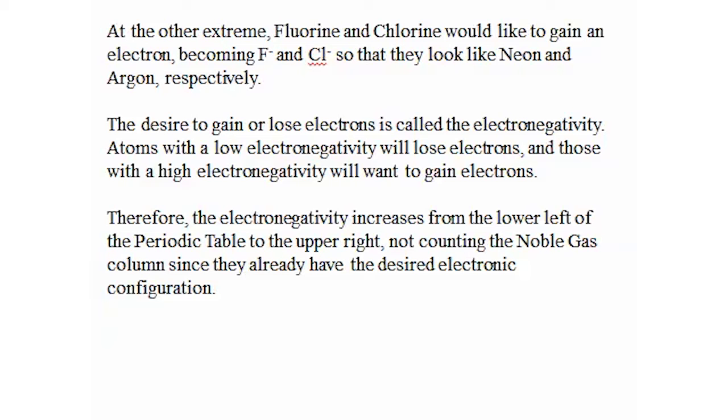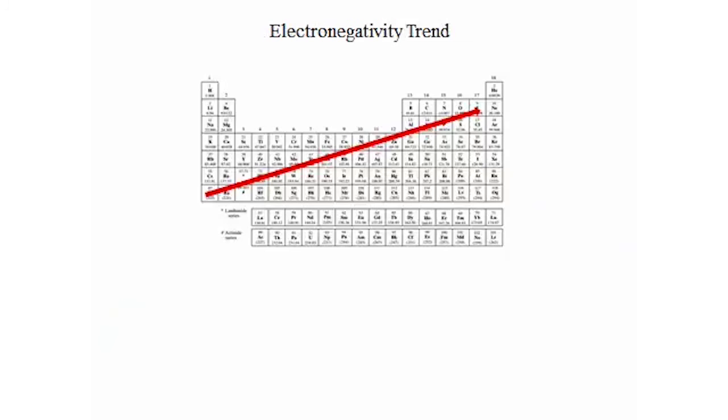Therefore, the electronegativity increases from the lower left of the periodic table to the upper right, not counting the noble gases, since they already have the desired electronic configuration. So again, the elements down here in this corner have the lowest electronegativity and will easily lose an electron or two electrons depending upon what column they're in, and it goes all the way up to here with fluorine and chlorine having very high electronegativities because they want to gain an electron so that they look like the noble gases.